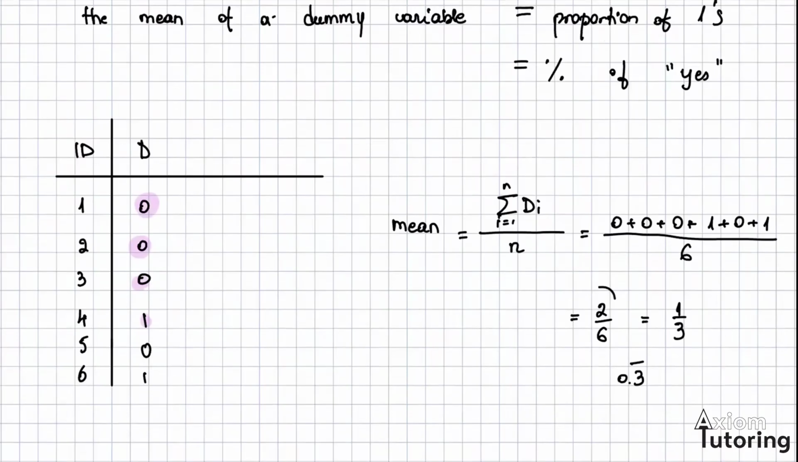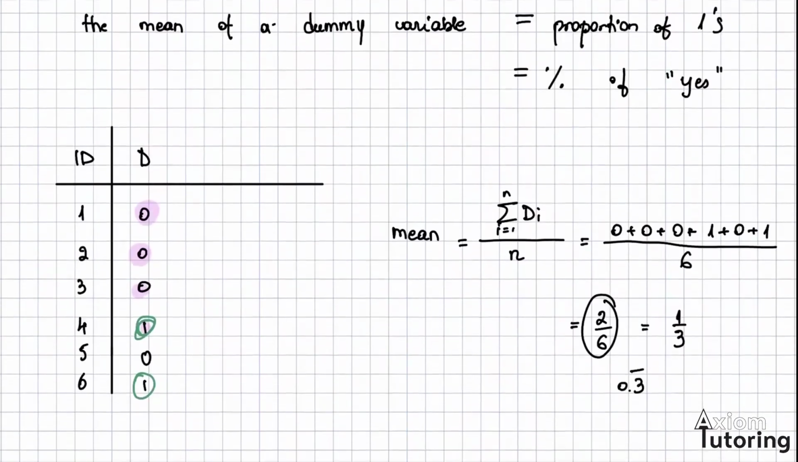But this 2 over 6 is literally the number of people in our data set who have replied yes. So this is why the mean of the dummy variable is literally the percentage of the yeses. Because when you add up zeros and ones, the zeros mean nothing to us, right? You're just adding nothing to the only ones that are indeed important, the ones. Okay? So this is a little bit the math behind it.